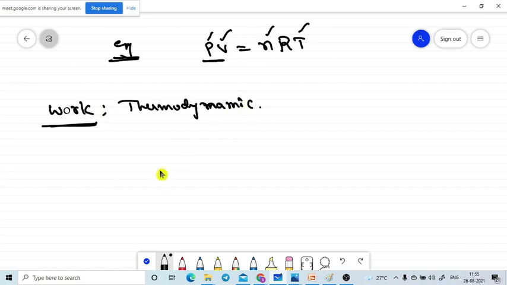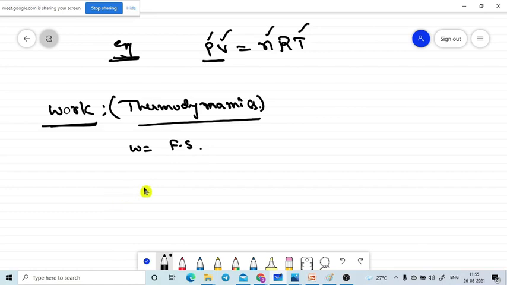So we are in thermodynamics, right? That means we are defining work in thermodynamics. So what does it mean? Now tell me the normal dynamics, kinematic definition of work. Work is nothing but force into displacement. It is a dot product of the force and displacement.